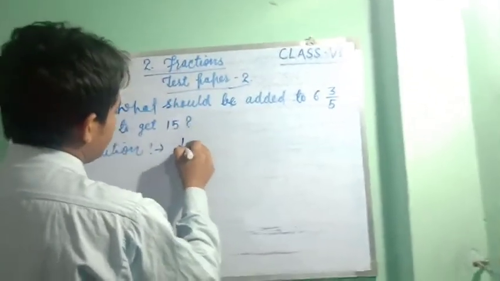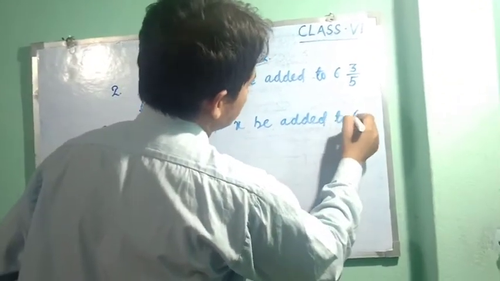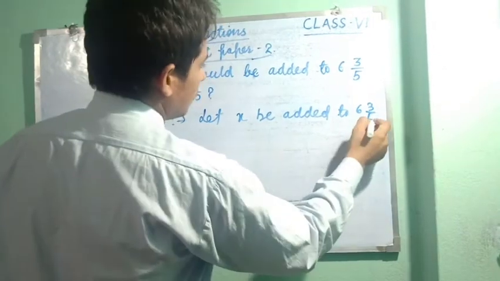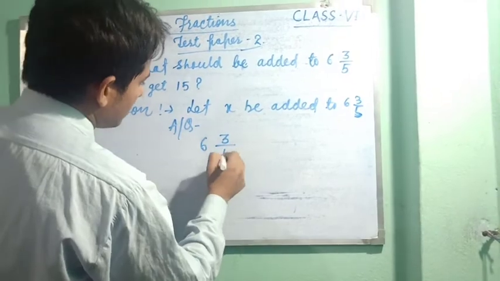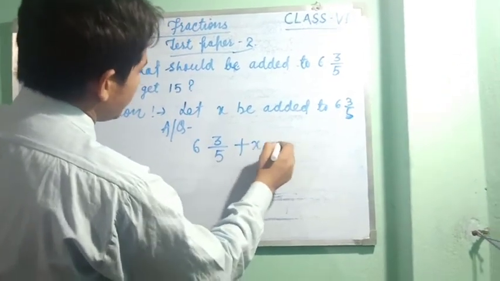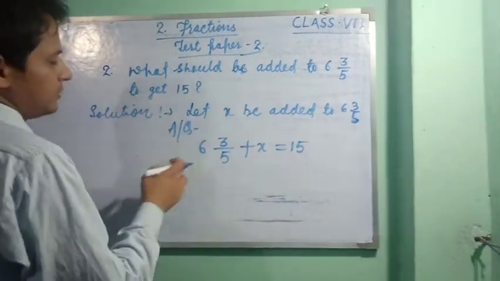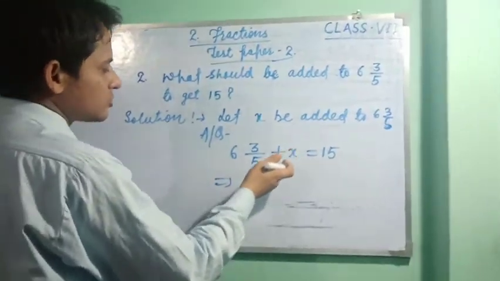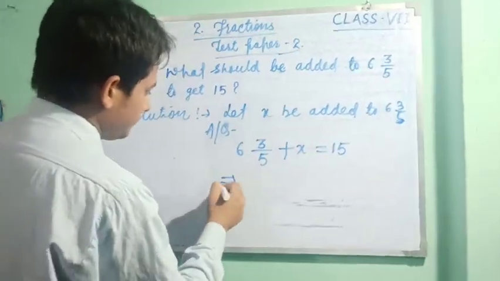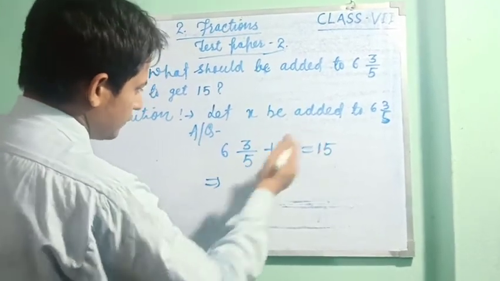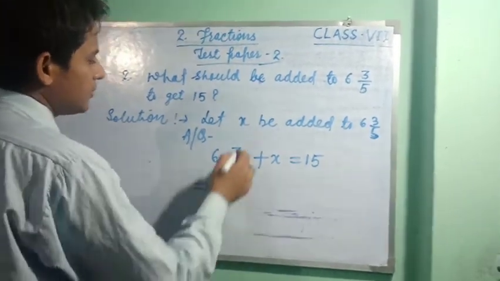Let x be added to 63/5. According to the question, 63/5 plus x becomes 15. That means we have to add x to this, and according to the question it becomes 15. First of all, we have to change the mixed fraction into an improper fraction: 6 times 5 is 30, 30 plus 3 is 33.